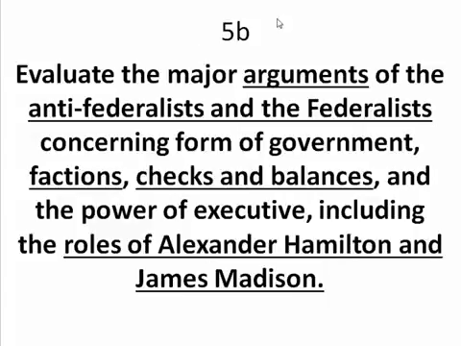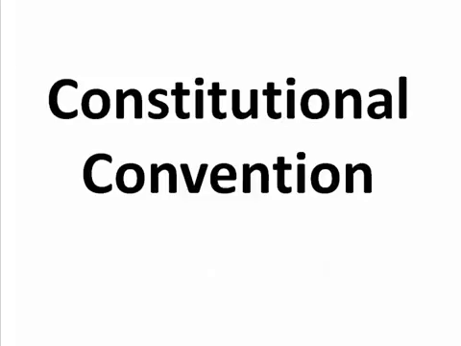Okay, let's look at 5B. This is a very large substandard. It says: evaluate the major arguments of the Anti-Federalist and the Federalist concerning the form of government, factions, checks and balances, and the power of the executive, including the roles of Alexander Hamilton and James Madison. So that's what we're going to look at.